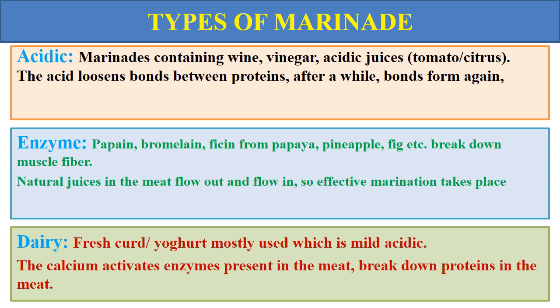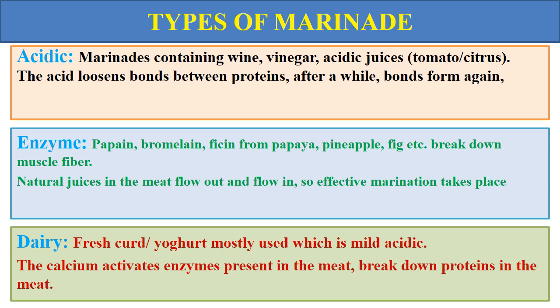This acid often causes a loosening of the bonds between proteins. Inside the myofibrillar proteins, the bonds are loosened due to the acid, but after some time these bonds form again and it leads to hardening. So whenever only acidic marinade is used, it can lead to some kind of hardening.